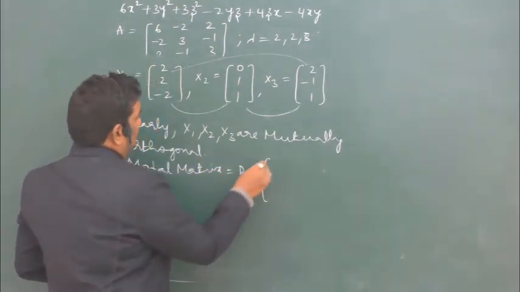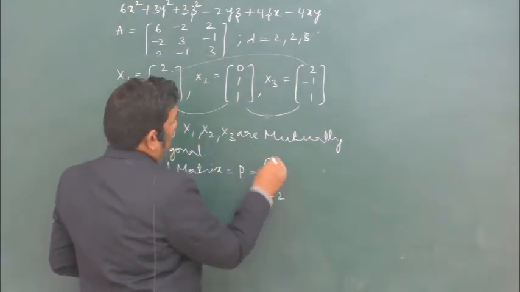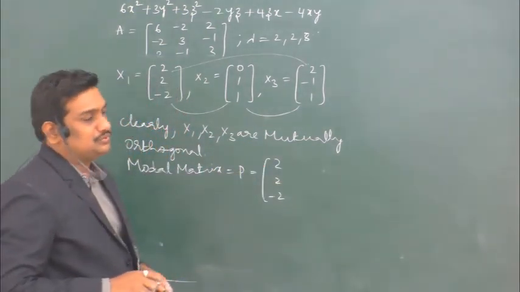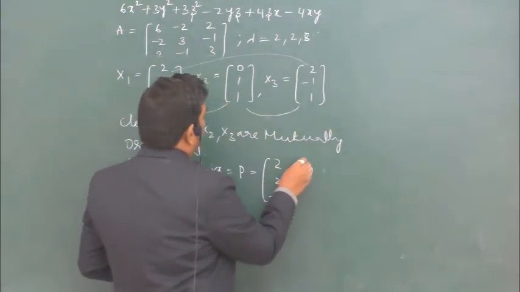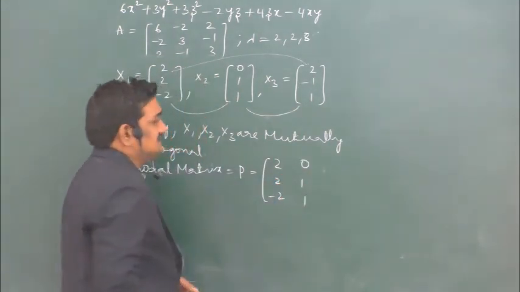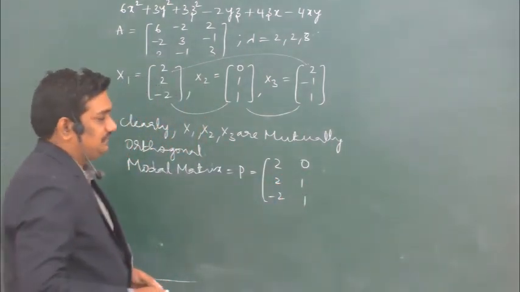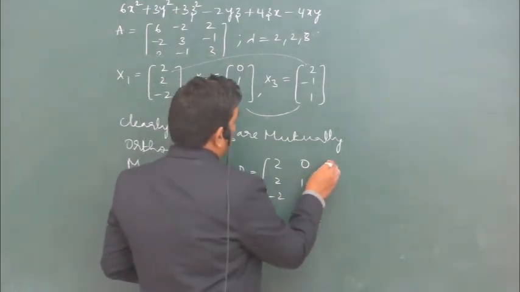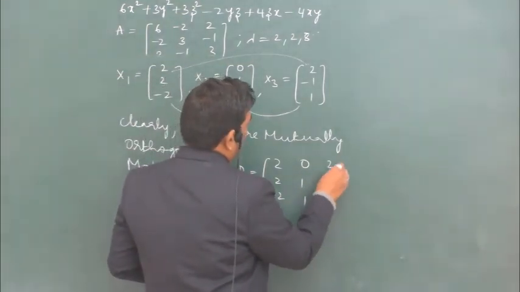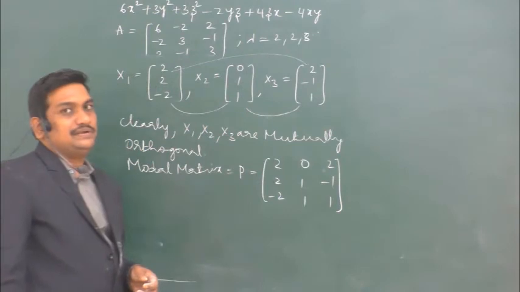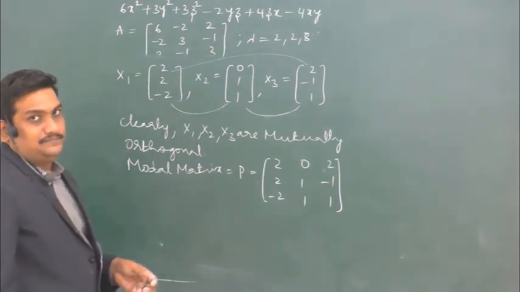It will be (2, 2, minus 2). It is the eigenvector corresponding to 2. The next eigenvector is (0, 1, 1). This is the eigenvector corresponding to 2. And the last eigenvector is (2, minus 1, 1). This is the eigenvector corresponding to 8.